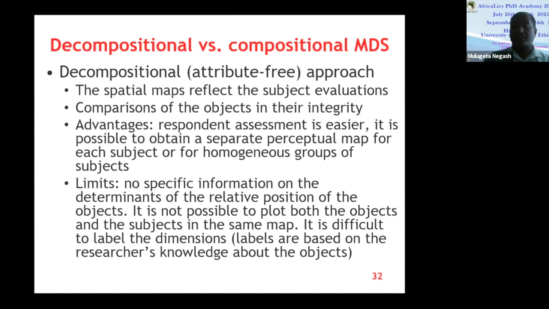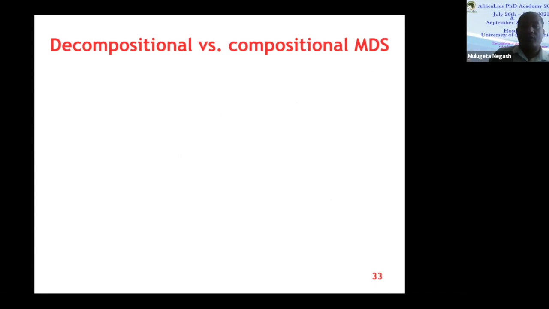And actually it has a limitation: no specific information on the determinants of the relative position of the object, because here in the decompositional, probably the brand might have 20 attributes. The 20 attributes are evaluated as one, whether they are happy or not happy, as an aggregate value.